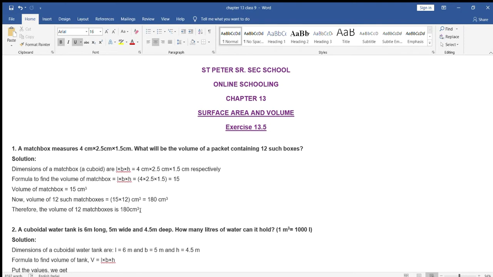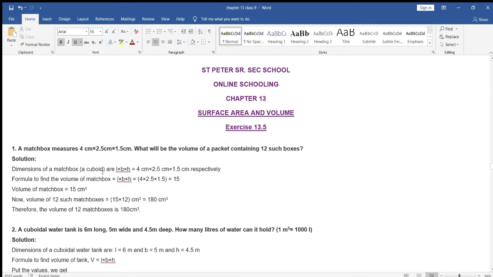Our first question is: a matchbox measurement is given to us, and what we have to find out is the volume of a packet containing 12 such boxes. So just see the question. The question is regarding the matchbox. The matchbox is in cuboidal shape, so here we will find the volume of a cuboid.